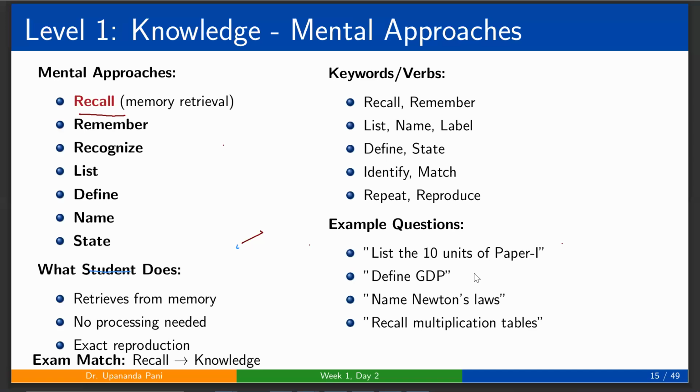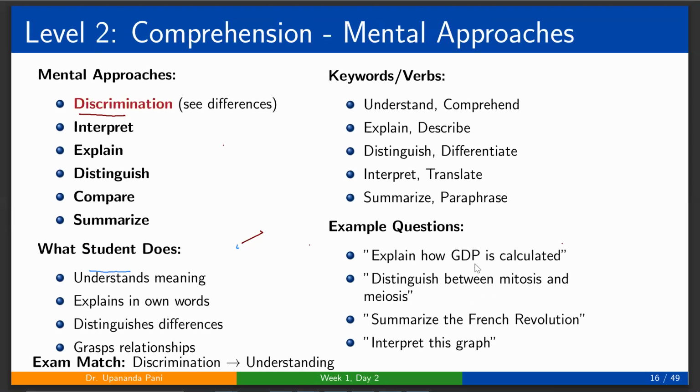Okay. Now let's go to the next level, level 2, that is comprehension, which involves mental approaches. So mental approaches means what? It basically refers to discrimination, so to see differences. So it involves things like interpret or explain. These are basically synonyms which also integrate with this approach. So explain, we can use distinguish, compare, summarize.